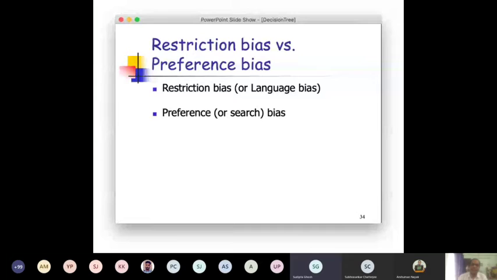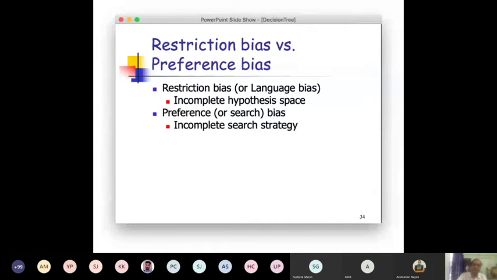That is what I was mentioning, that you can have this kind of language bias, or you can have preference or search bias. That means you are considering certain criteria based on which you are choosing. Given a set of candidate hypotheses, you are selecting one of them, giving preference to one of them based on certain criteria. That's what you are following in the decision tree. So here, of course, your search is not exhaustive.